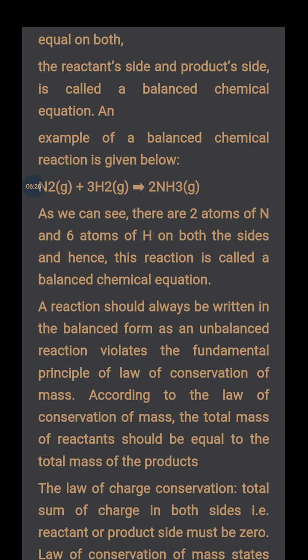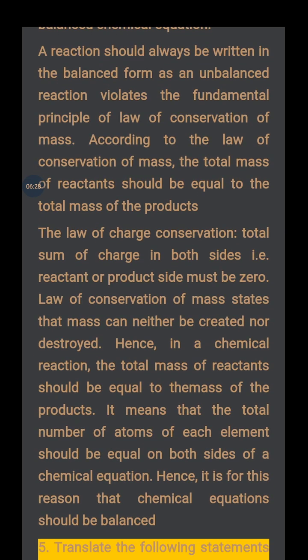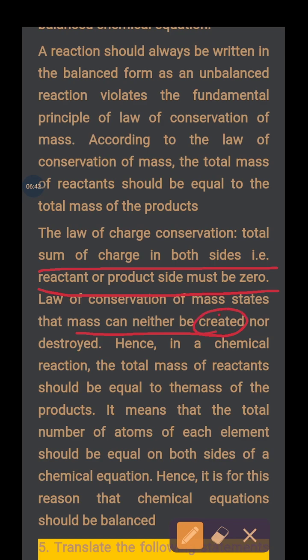The law of charge conservation: the total sum of charge on both sides. What is the law of conservation of charge? The total sum of charge on both sides, that is the reactant and product side, must be zero.